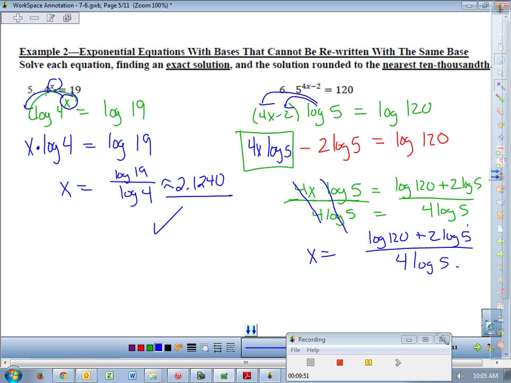Don't try to cancel anything out. It's not worth it even if it would cancel out, but nothing does cancel out in this situation. That is the exact answer that we're looking for. Slow down. Typing this in is way harder than you think it is, because how many terms are in the numerator? More than one, right? More than one term in the numerator.